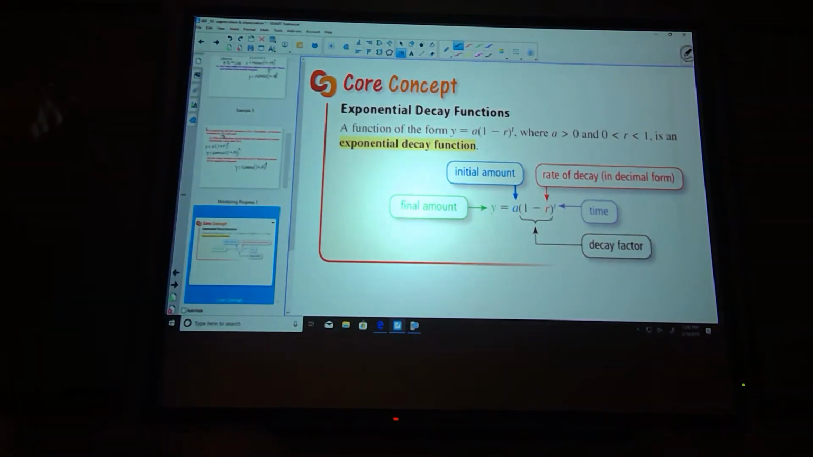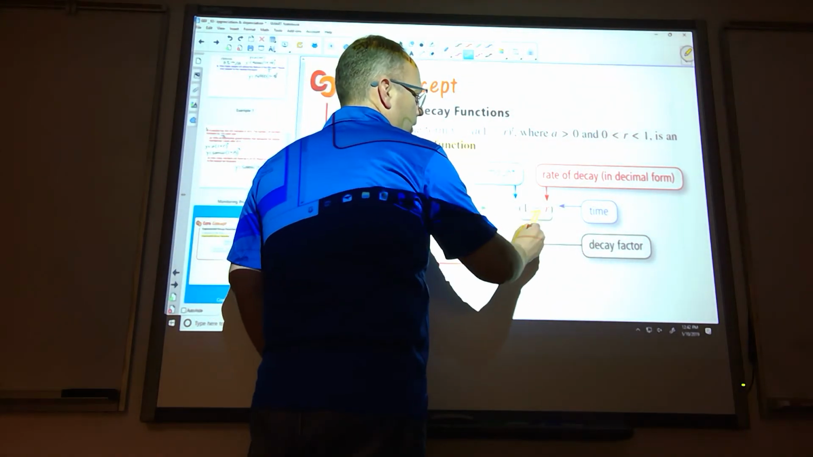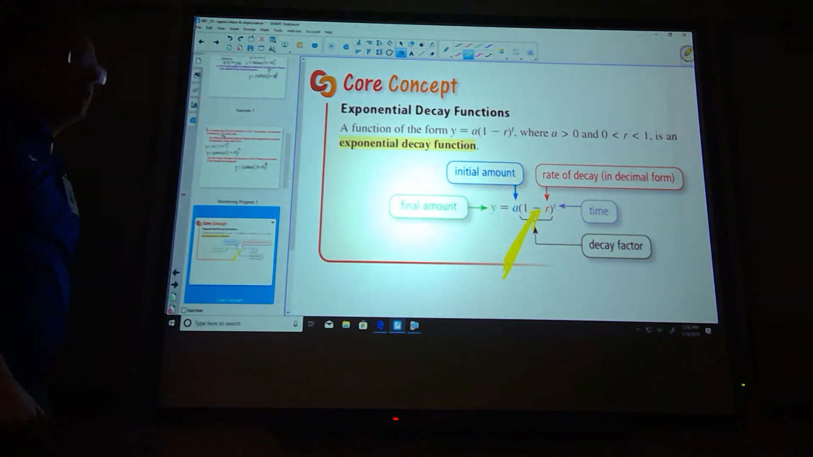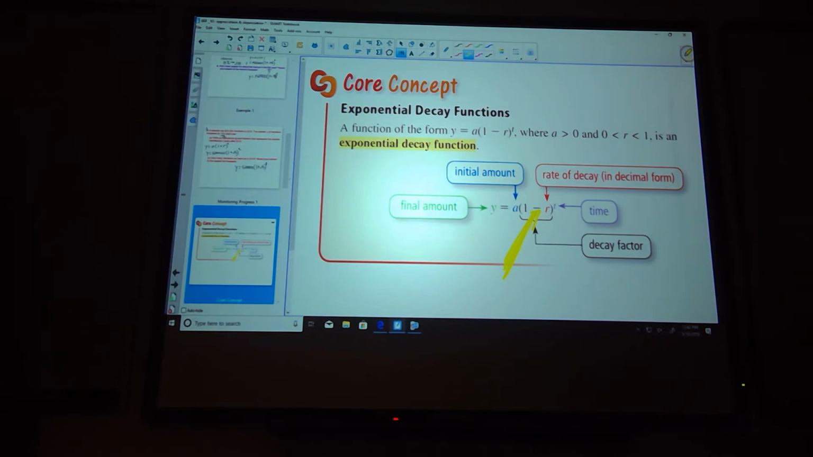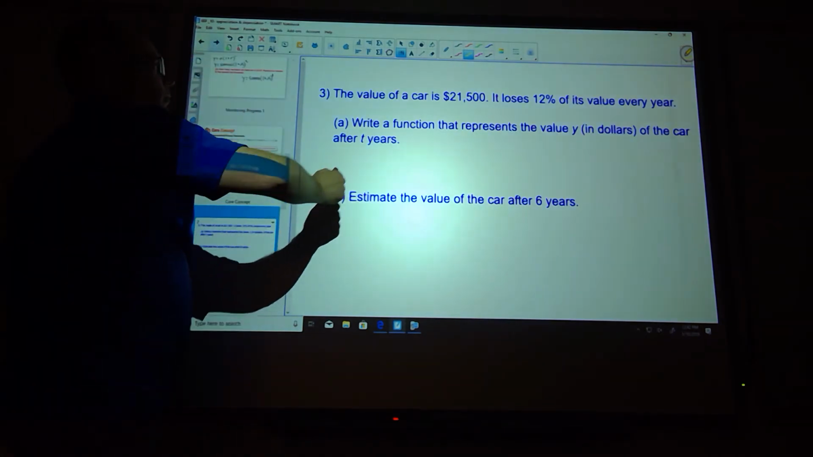All right, so then we go to the decay model. The difference between the growth and the decay is a subtraction sign. So this sign right here is the only thing that changes. And you would call that your decay factor then. So let's see if we can build upon that.